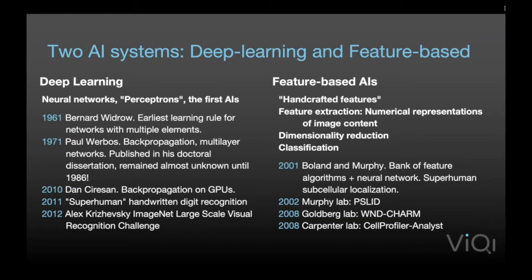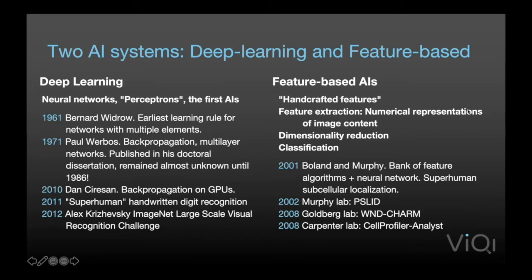So there are also two different types of technologies for how to train AIs, how to do machine learning. And so I've separated these into two columns here. So deep learning, which a lot of you have heard about, and feature-based AIs. And these are really the two main modern approaches to machine learning and AIs.